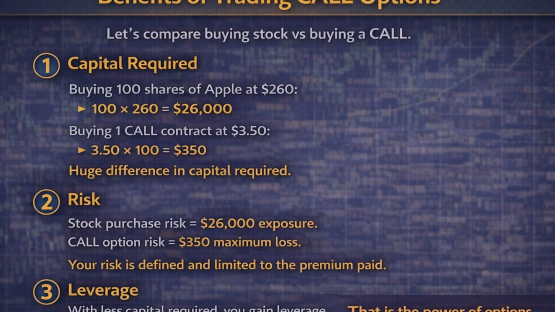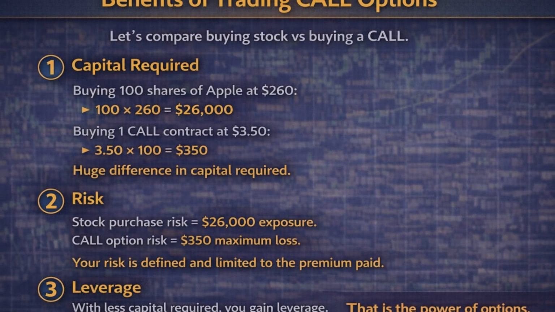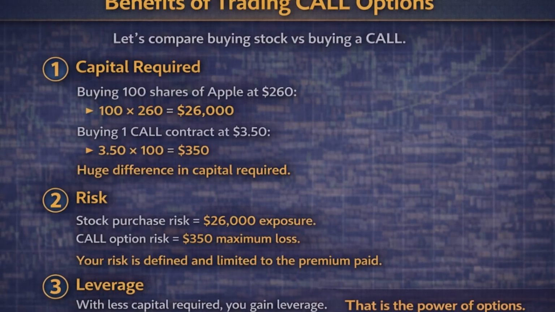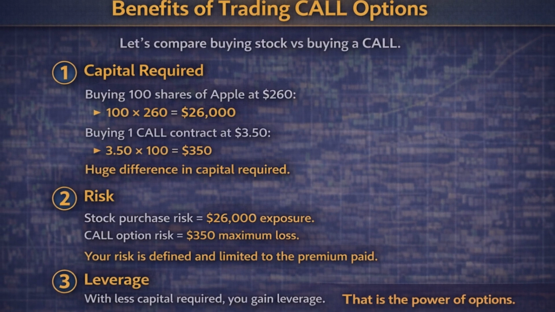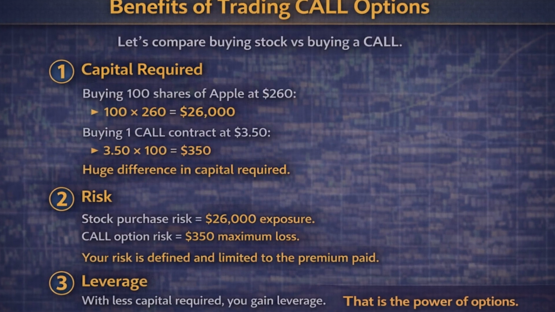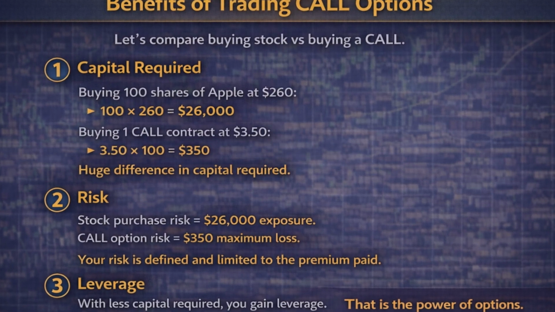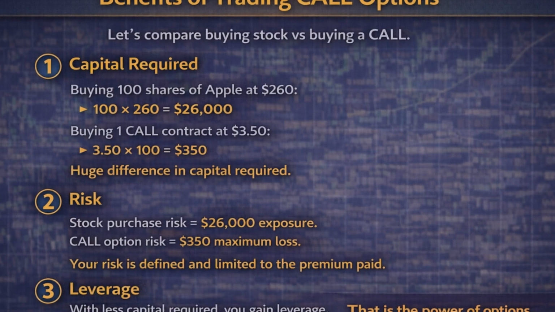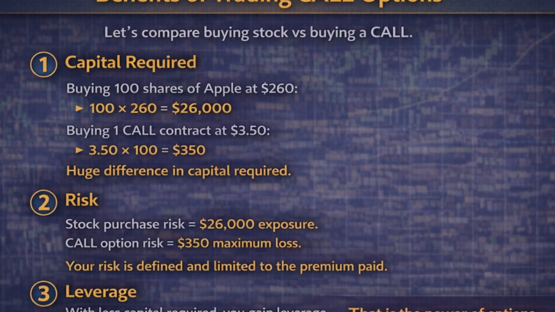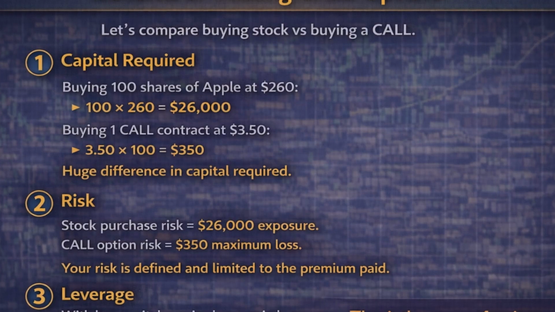2. Risk. Stock purchase risk, $26,000 exposure. Call option risk, $350 maximum loss. Your risk is defined and limited to the premium paid. 3. Leverage. With less capital required, you gain leverage. You control the same 100 shares for a fraction of the cost. That is the power of options.